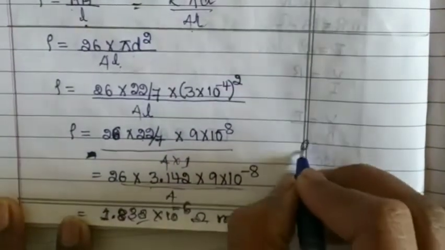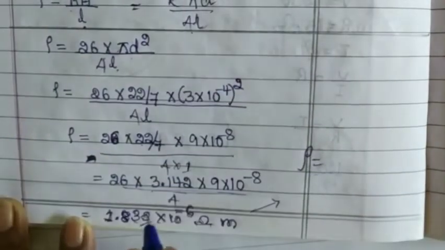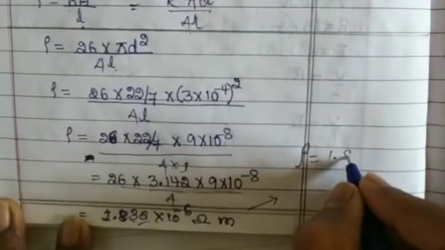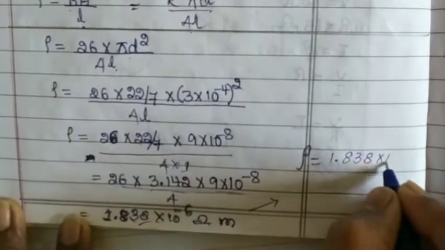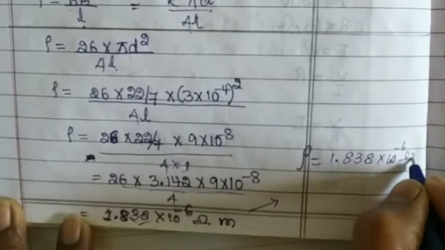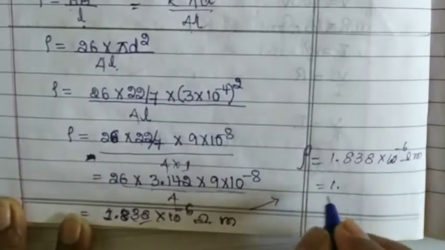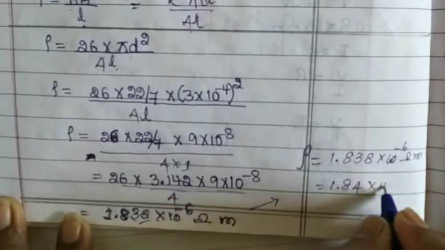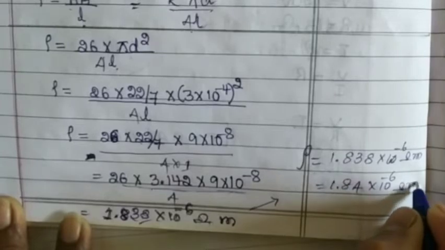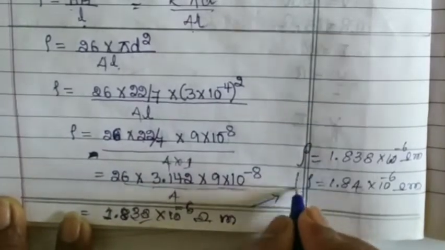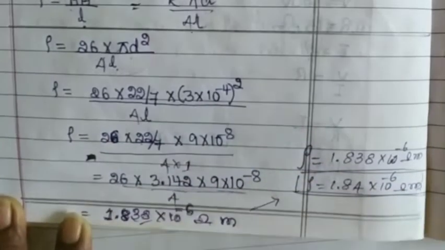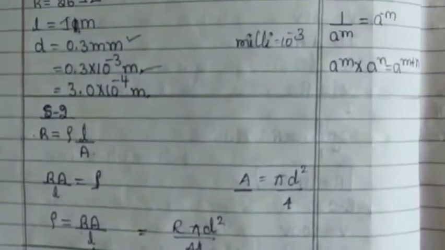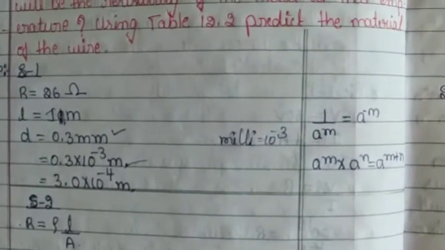Children, here the resistivity of the given material or the metallic wire is 1.838 into 10 to the power of minus 6 ohm meter. Now let us write this as 1.84. Simply we write 1.84 into 10 to the power of minus 6 ohm meter. This is the resistivity of the given metallic wire.